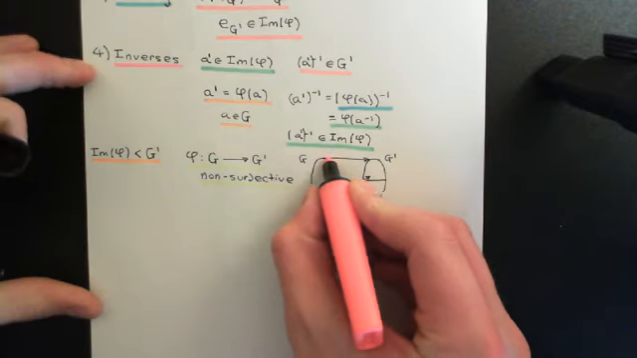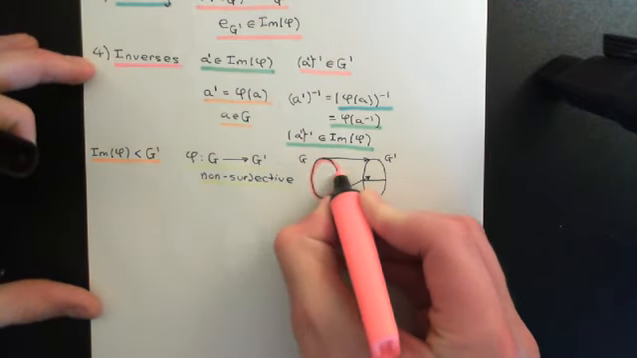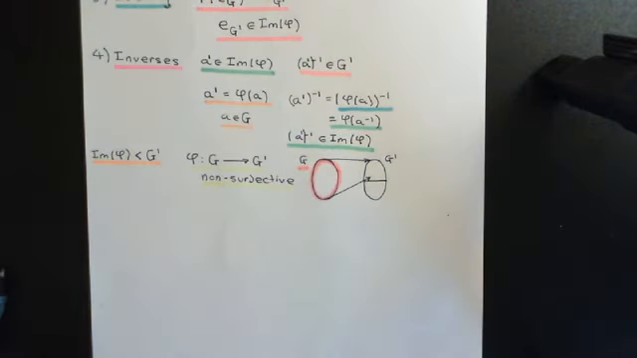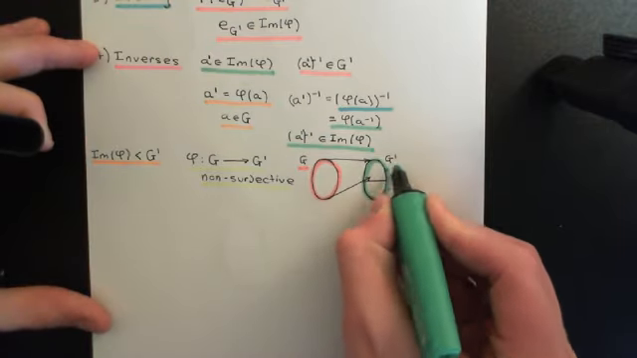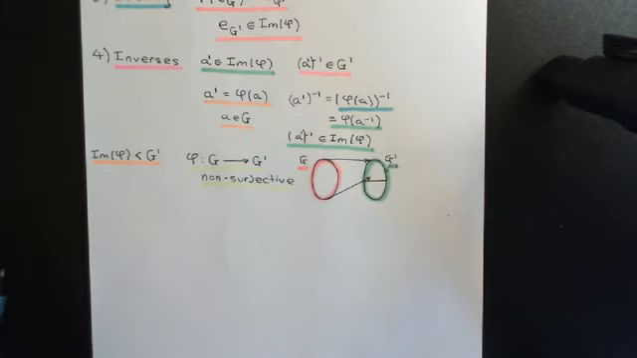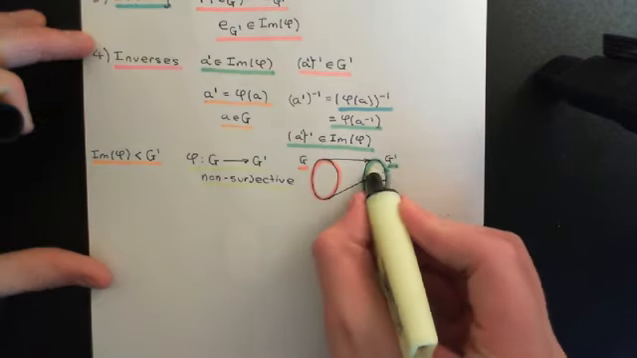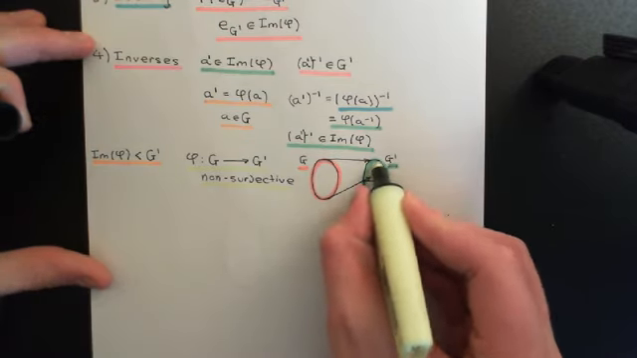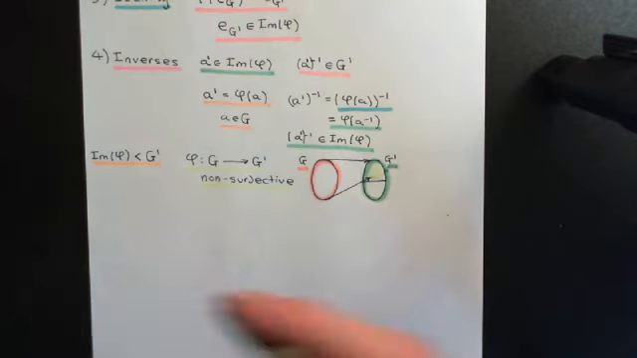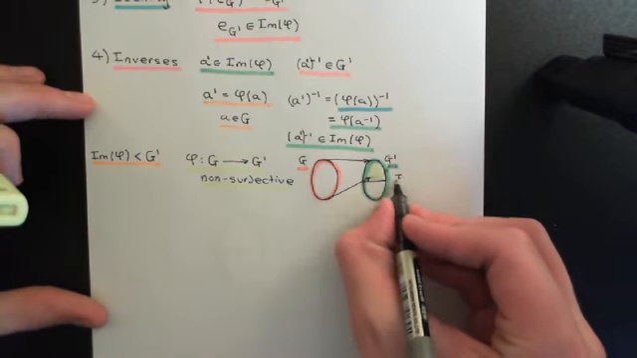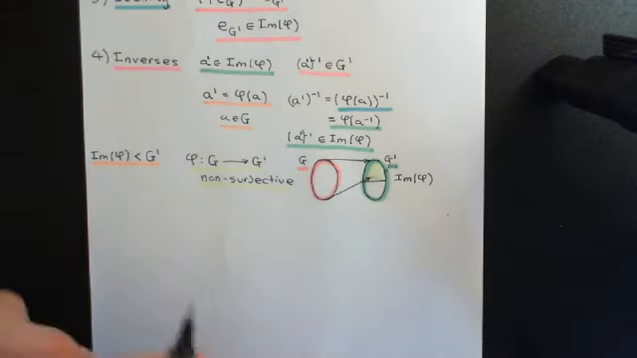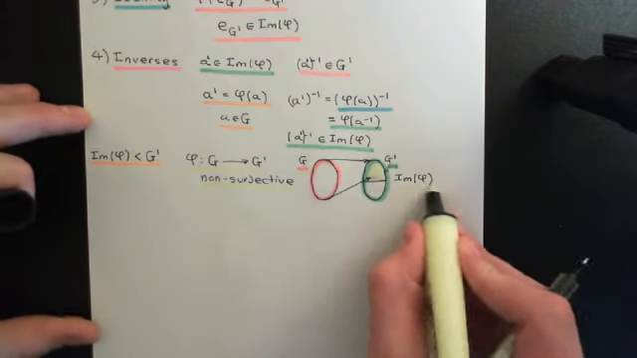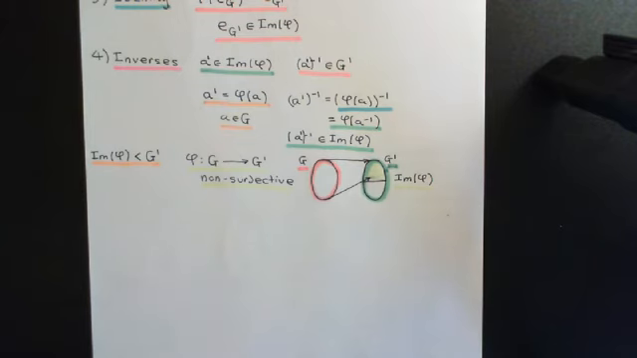Once again I'll color code this, so we'll have our domain group in red here, and we'll have our codomain group here in green, and now the bit that's actually getting elements mapped onto it is here in yellow, if that shows up. That's the image of the homomorphism, and I've just shown that that is a subgroup of the codomain group, capital G prime.